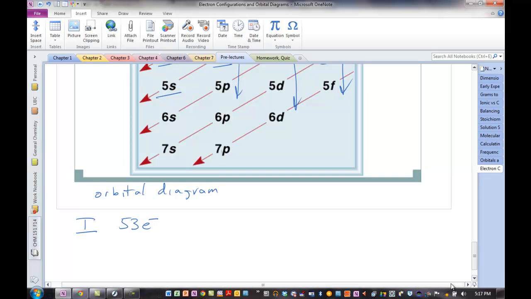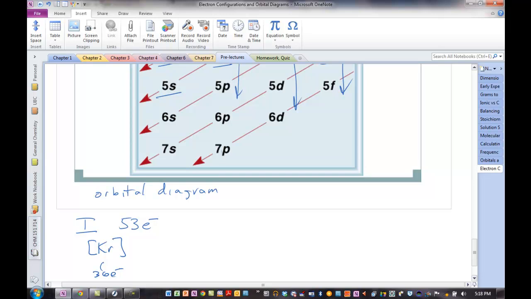So 53 electrons. Now, if we try to do all 53 of these, we'd have to start with 1s, 2s, 2p, 3s, 3p, 4s, or 3d, I got confused. But anyway, you get the idea. What we're going to do is go to the noble gas in the row preceding iodine. And if you look, you'll find that that is krypton. And that takes care of the first 36 electrons. So that saves us a lot of time, because now we only have 17 electrons left to place.